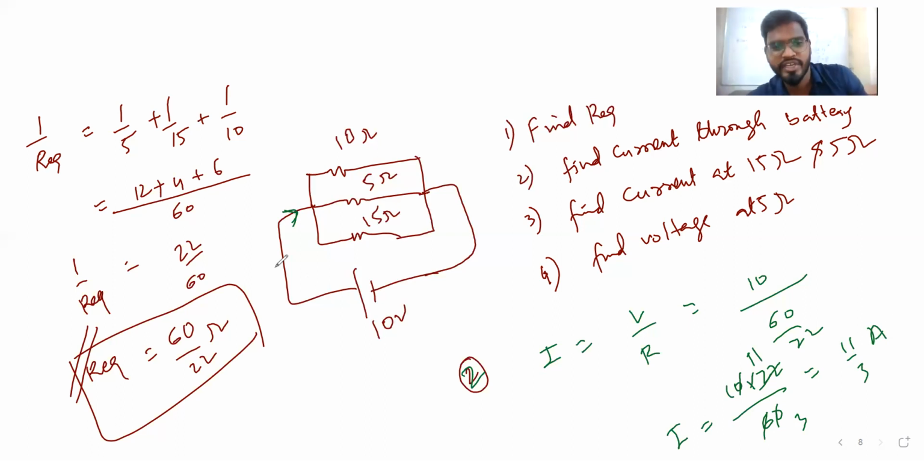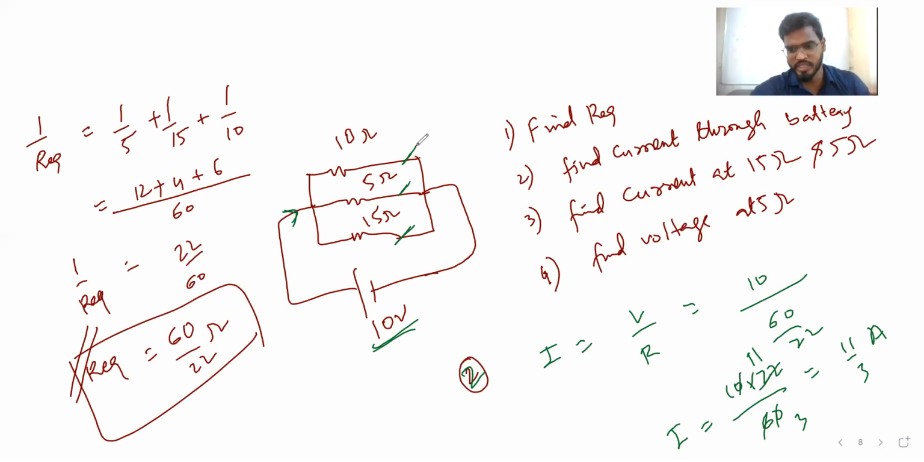See guys, one thing we can do directly here. We can say this is 10 volt, here is also 10 volt, here is also 10 volt, and here is also 10 volt. So directly you can say 10, 10, 10. So voltage is there, resistance is there. You can find the current.